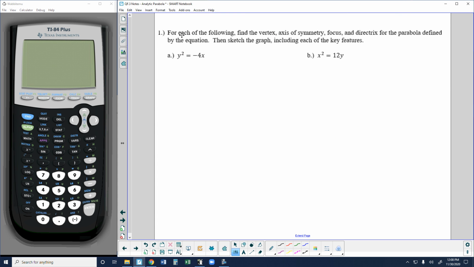So in problem 1, it says for each of the following, find the vertex, axis of symmetry, focus, and directrix for the parabola defined by the equation. Then sketch the graph, including each of the key features.